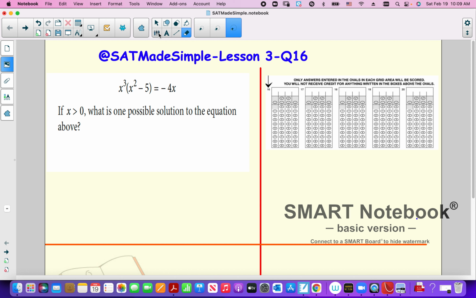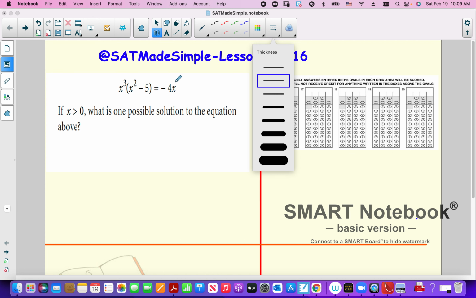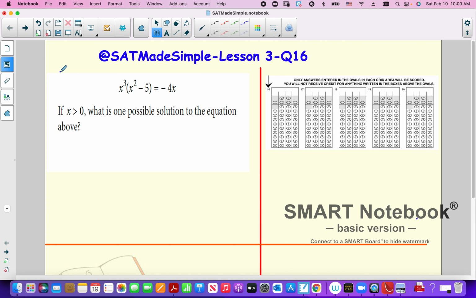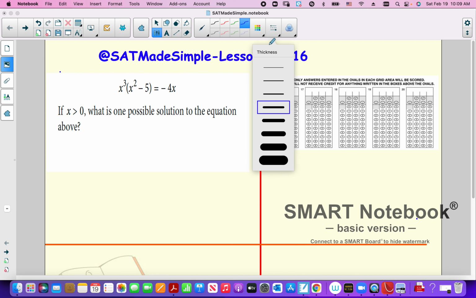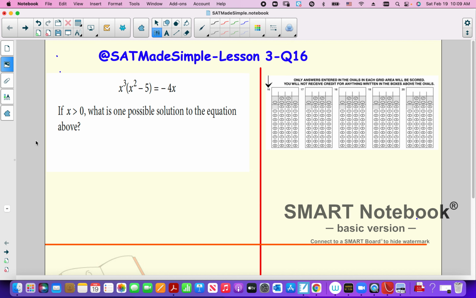Question in the grid-in section, the student-produced answer, and on the right-hand side I get an answer sheet, just to ensure that you still know how to grid in or shade in your correct answer using a number 2 pencil.